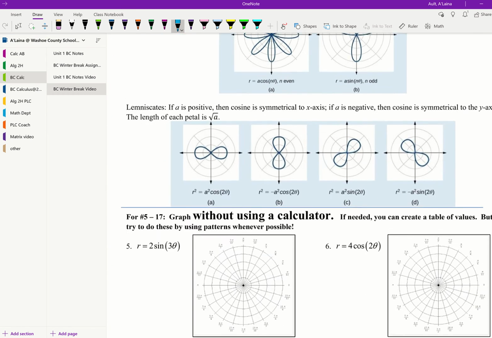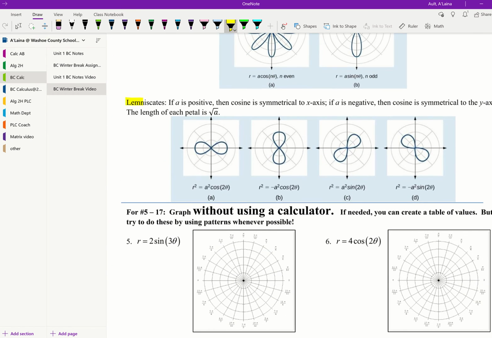I'm just going to scroll through. This is called a lemniscate. A does need to be positive in order for it to be symmetrical to the x-axis. And if A is positive with a cosine, it'll look like this. Now, A is the square root of this leading coefficient, and that will tell you the length of each of these 2 petals of your infinity symbol.